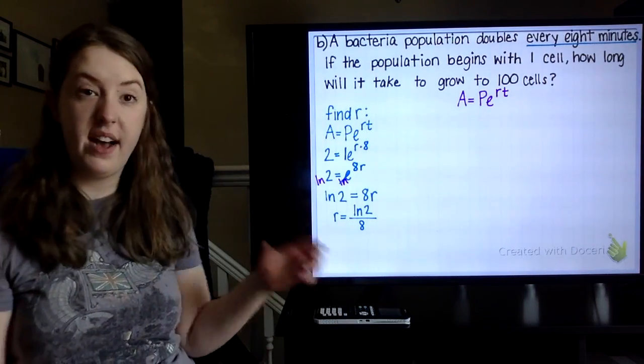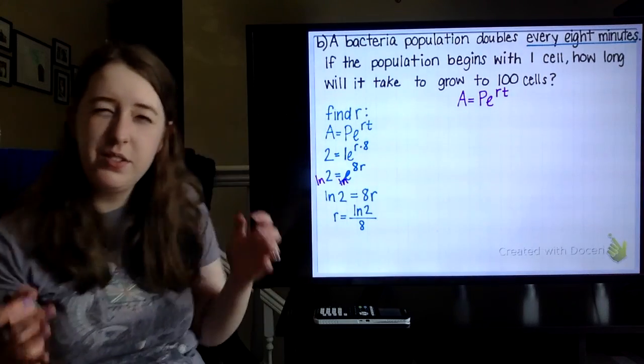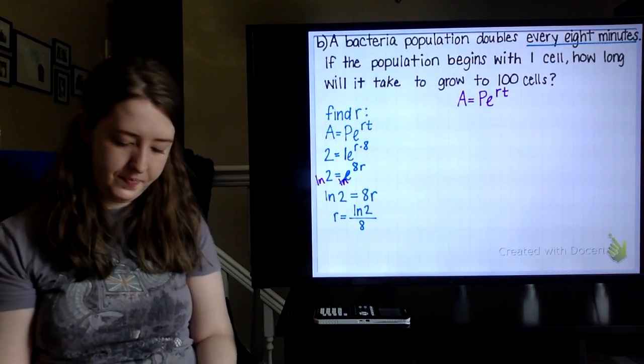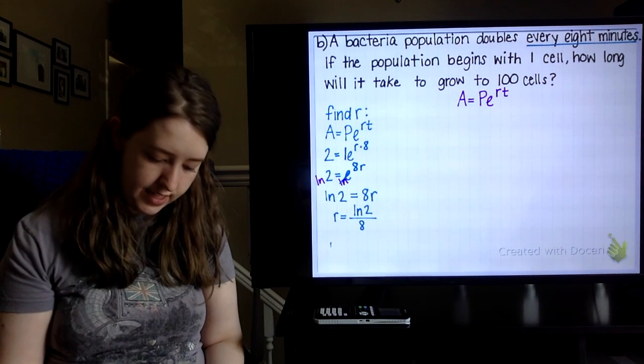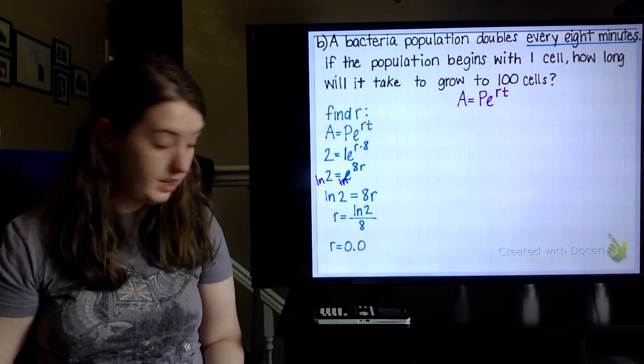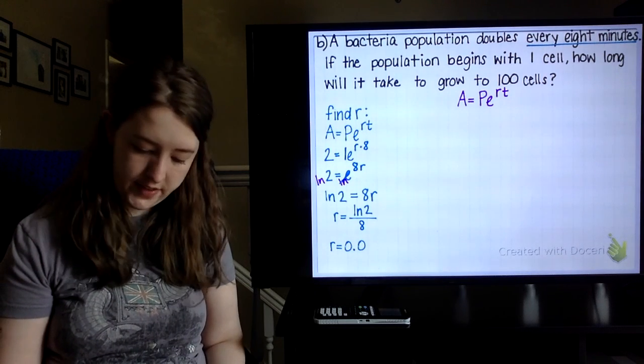So that way you don't have to figure out like, oh, did I round too soon? Did I not round enough? That's the way you can do it. So anyways, that is about 0.087.